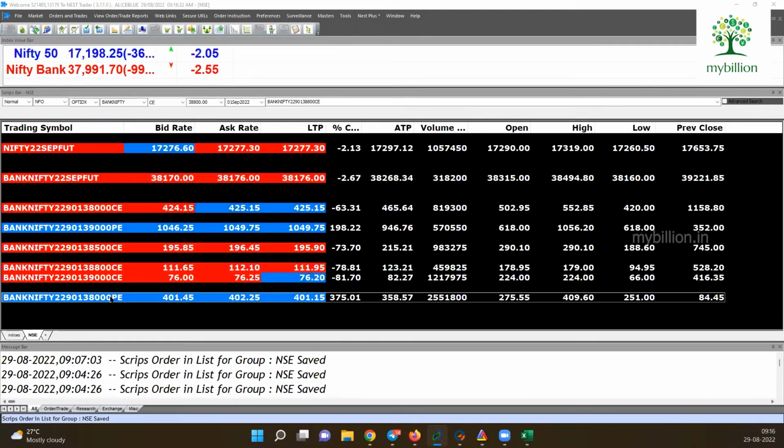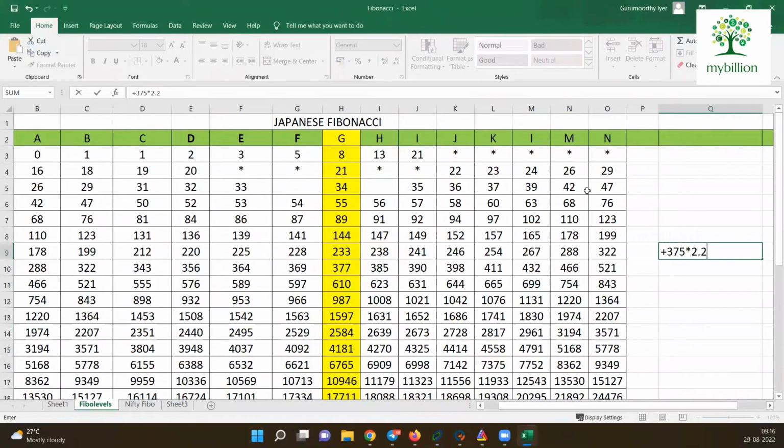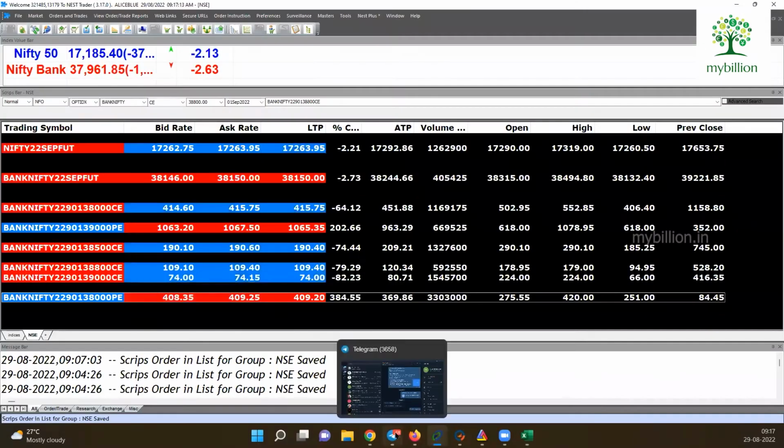Now, why I called for the 38,000 call was, I was looking at the correlation coefficient between Nifty and BankNifty. If Nifty cracked by 375 points, I was telling 375 into 2.25 is the correlation coefficient, which is around 843, 845 points. If BankNifty falls by 845 points, the previous close was 39,229 minus 845. So I expect it to open at 38,384. If it opens at 38,384, where is the level I can buy? That I was looking at.